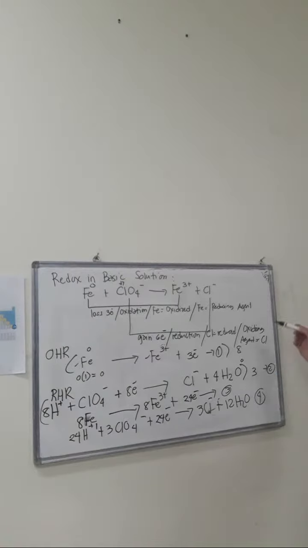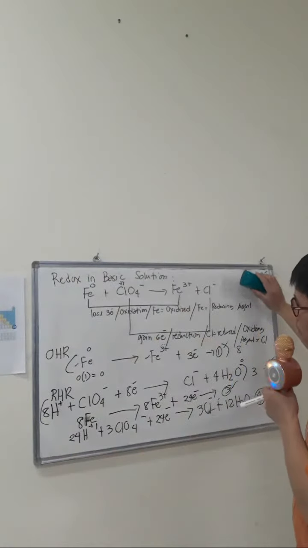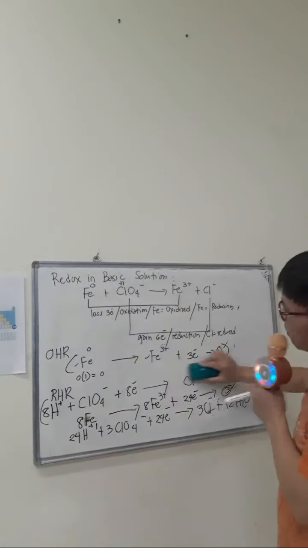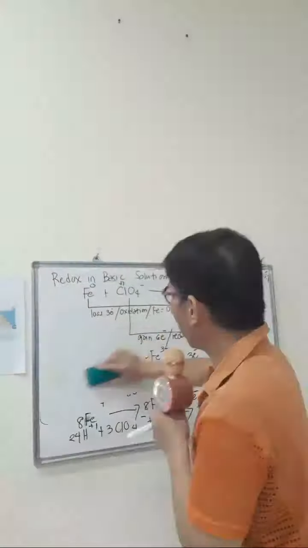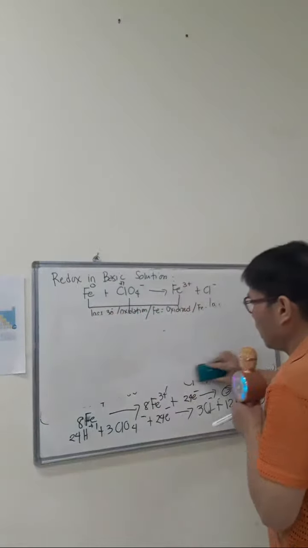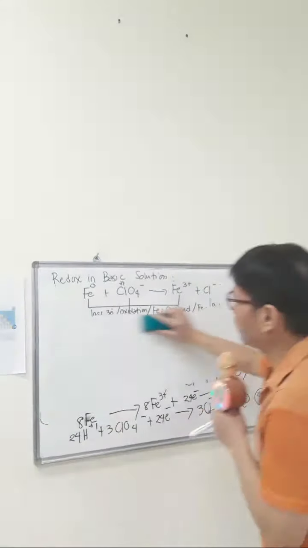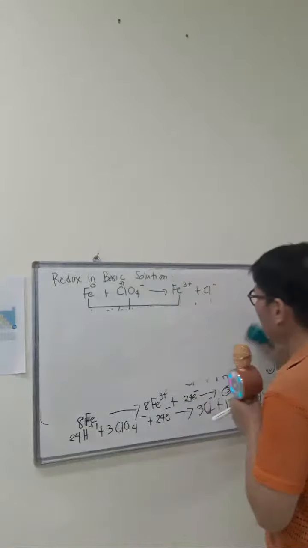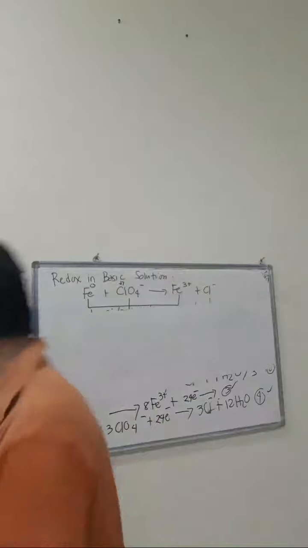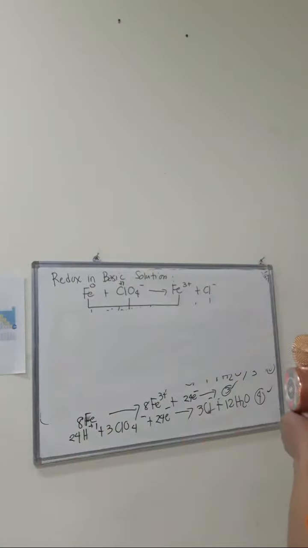Equation 4. We have 4 chemical equations here: equation 1, equation 2, equation 3, and equation 4. Then we need to add equation 3 and 4 for the final redox in basic solution. Let me erase because I don't have enough space in my discussion. Now add these two, cancel the 24 electrons.